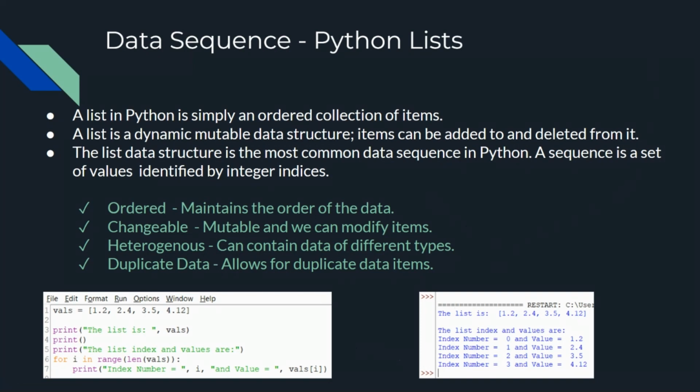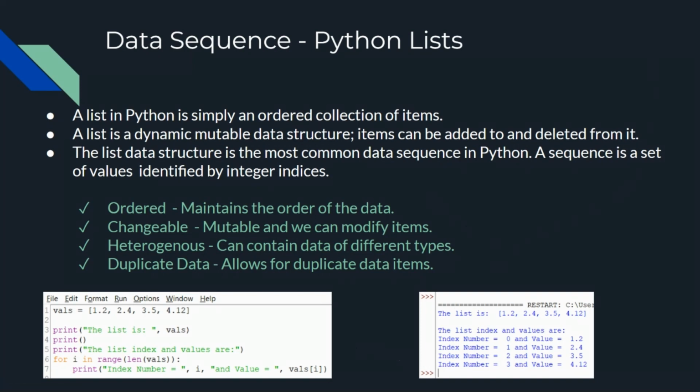Python uses lists, which are more general data structures that can be used to represent arrays. A list in Python is simply an ordered collection of items, each of which can be of any type. A list is a dynamic mutable data structure, and this means that items can be added to and deleted from it. The list data structure is the most common data sequence in Python.